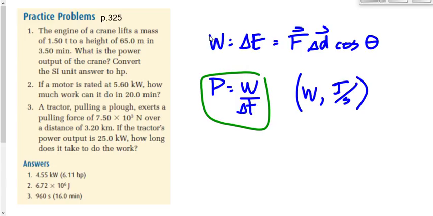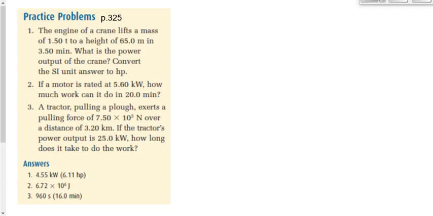Sometimes you got to rearrange it and solve for something else, but in the end, generally what it boils down to is a work problem with a time on the bottom, on the denominator. Let's take a look at page 325. These are our 3 questions for homework.